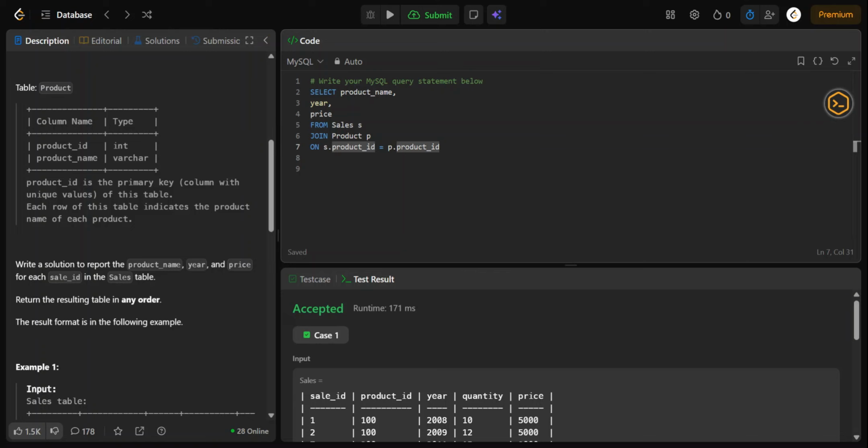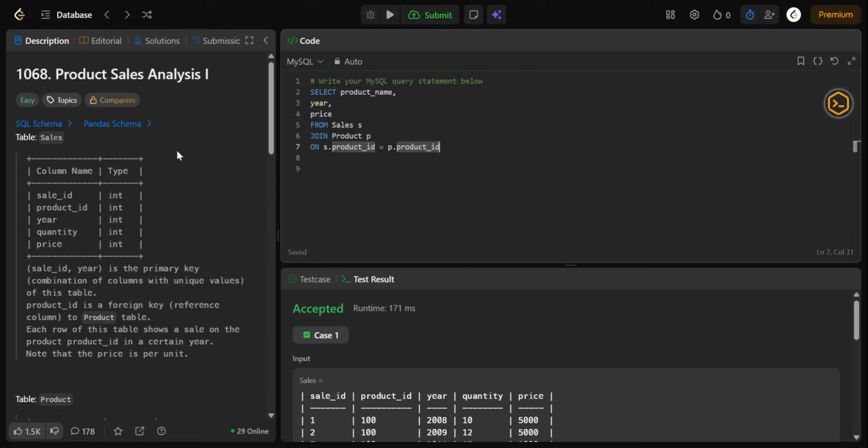So yeah, that's how you solve LeetCode 1068 Product Sales Analysis using SQL joins.